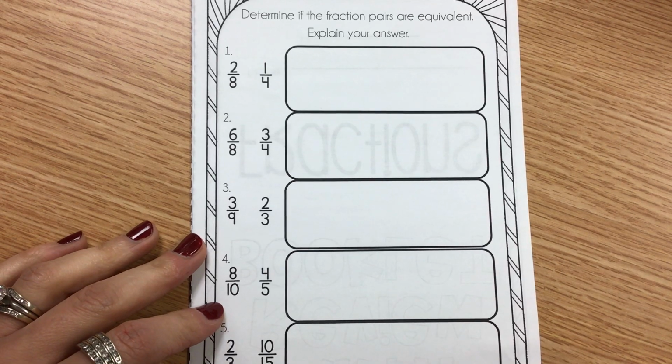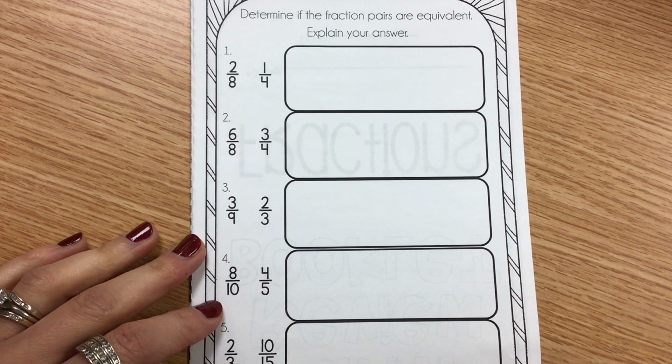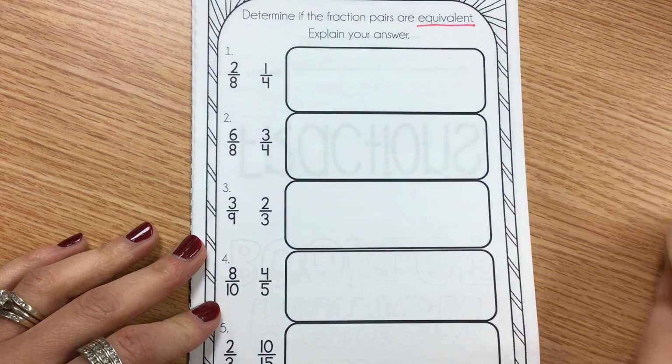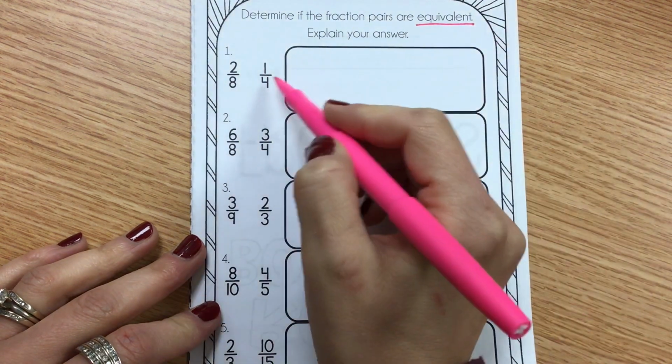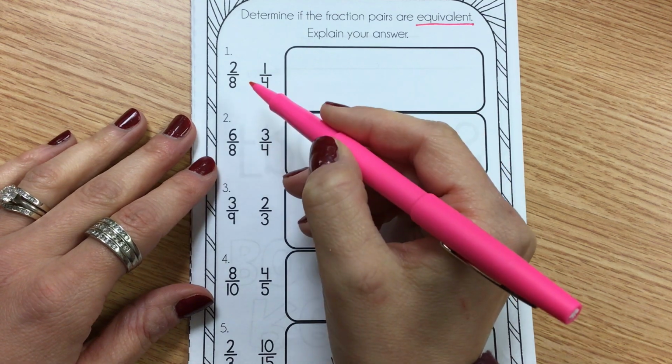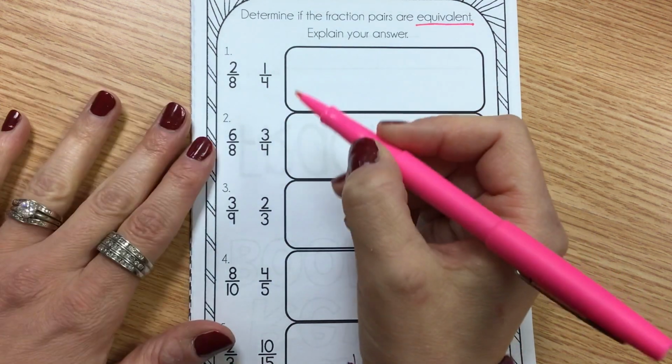Hey everybody, we're going to be doing some work with fractions. So our first page in our little fraction book says determine if the fraction pairs are equivalent. And remember, this word equivalent just means equal. Are these fractions the same? They look a little bit different, they might be wearing a different hat, but are they equal?